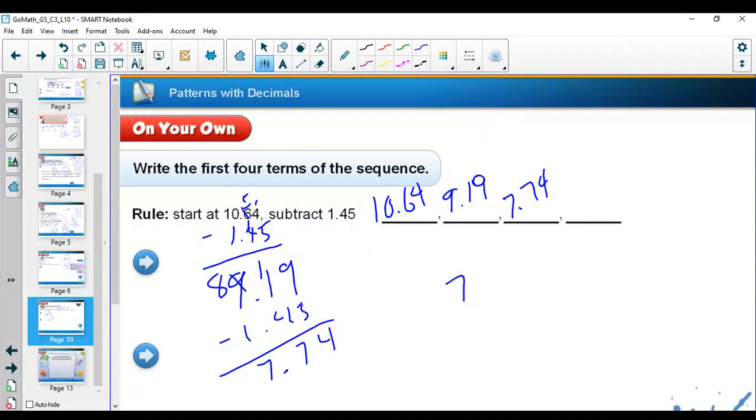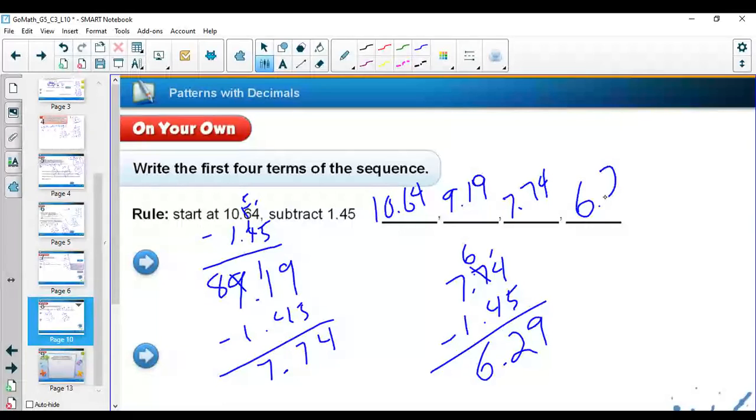And then finally, one last time, we take our 7 and 74 hundredths and subtract from it 1 and 45 hundredths. Do another bit of regrouping. 14 minus 5 is again 9. 6 minus 4 is 2. 7 minus 1 is 6. And so the last term in our sequence here is 6 and 29 hundredths. So that's the basics of lesson 310. Give it a try and let me know if you have any questions along the way.